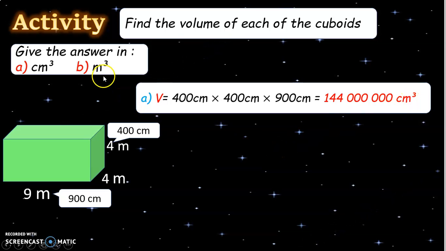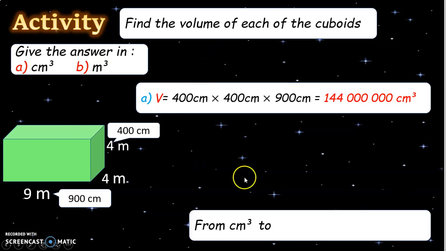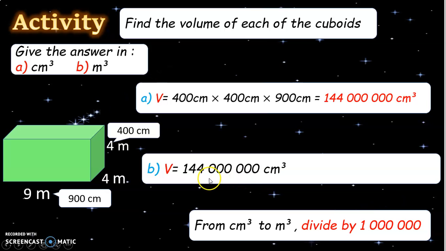So now, the next step is we need to change it into meter cube. We all know that if we want to change centimeter cube to meter cube, we need to divide it by 1 million. So let us divide it. We have 144 million centimeter cube divided by 1 million. So the answer will be 144 meter cube.